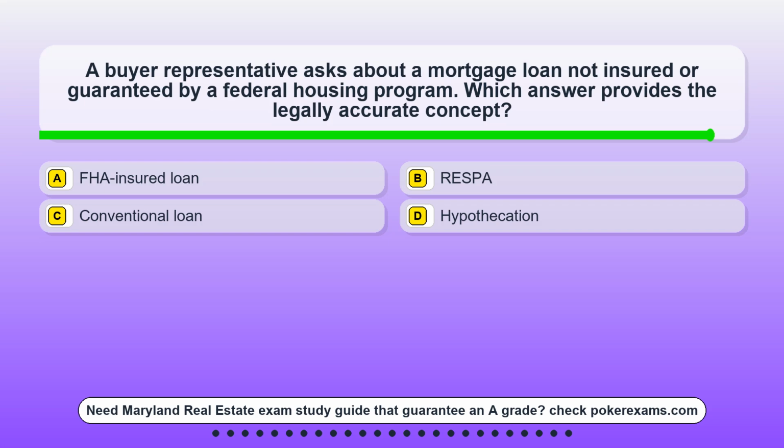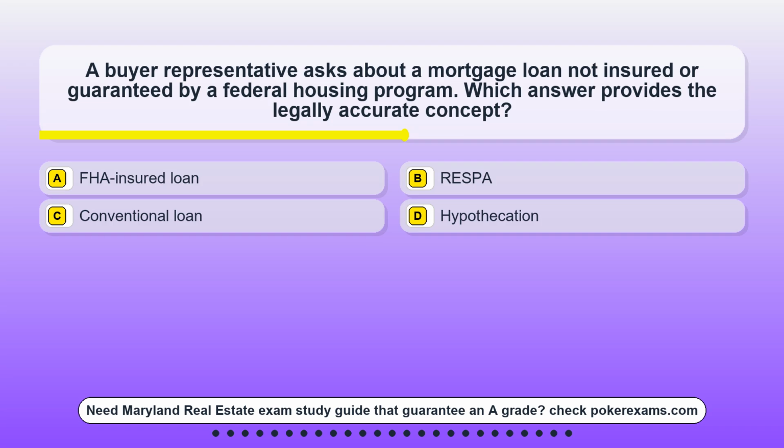Question 19. A buyer representative asks about a mortgage loan not insured or guaranteed by a federal housing program. Which answer provides the legally accurate concept? Option A, FHA-insured loan. Option B, RESPA. Option C, conventional loan. Option D, hypothecation.